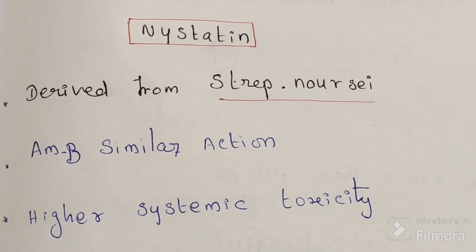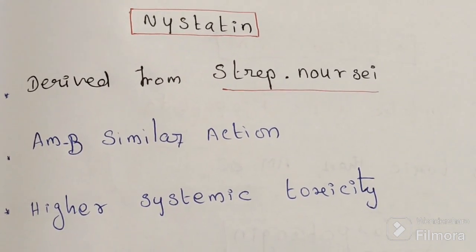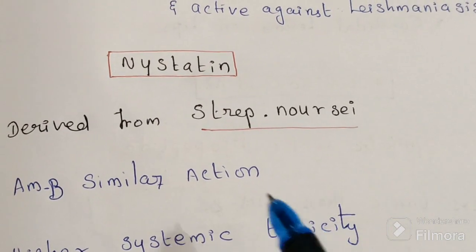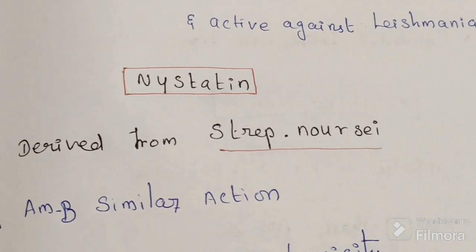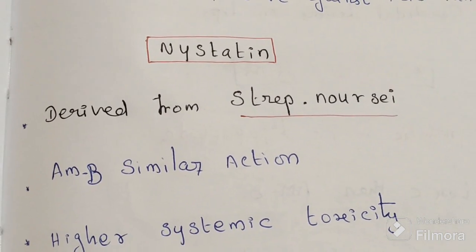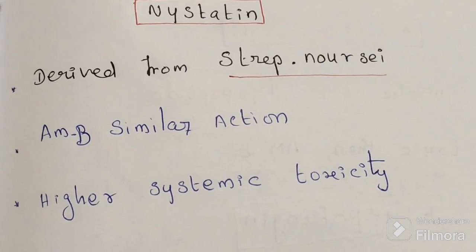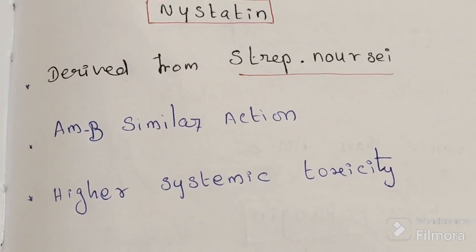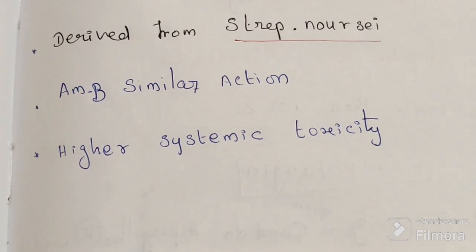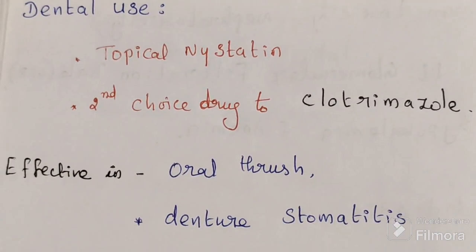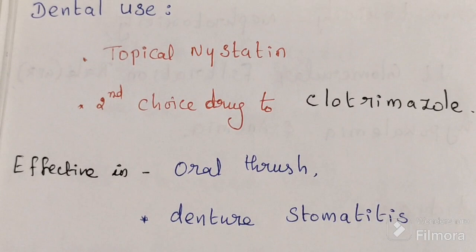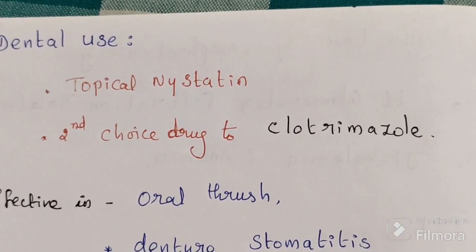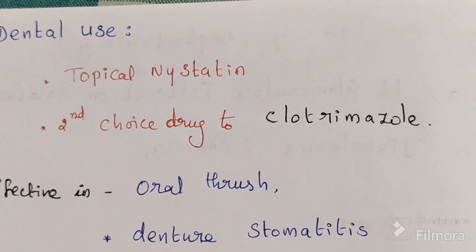Next drug, nystatin. It is derived from Streptomyces noursei. It has similar action to amphotericin B, but it has higher specific toxicity. Topical use of nystatin: topical nystatin is the second choice of drugs.